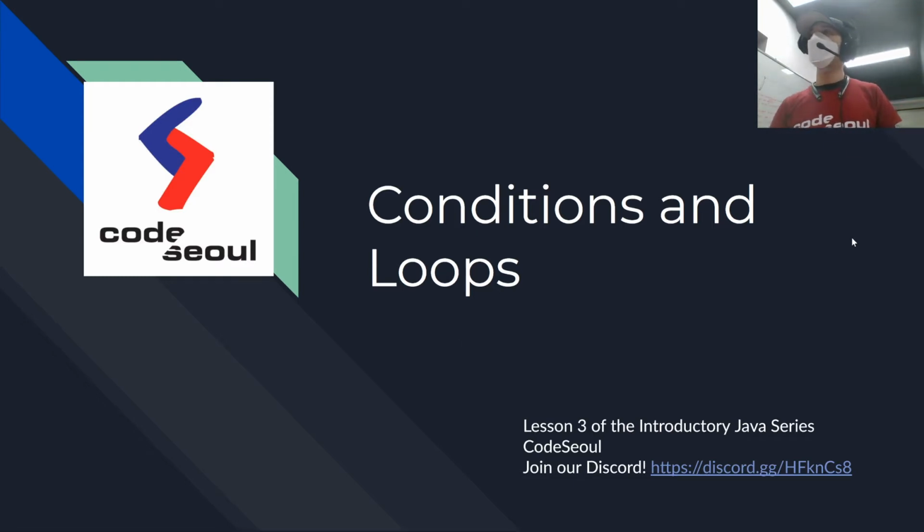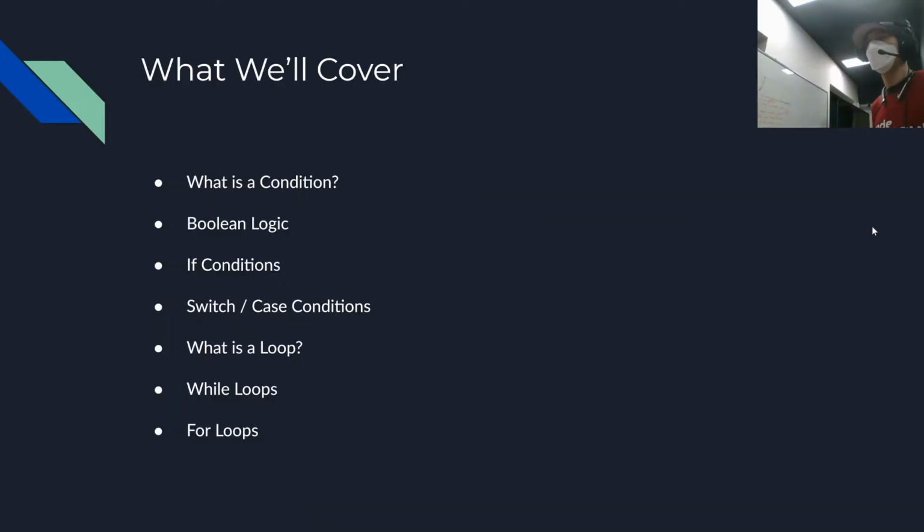Cool, let's dive in. So what we will cover today: what is a condition? We'll cover Boolean logic. Remember Boolean being true or false from our data types in past class? We'll cover if conditions, which is one type of condition, and then switch case conditions, which is another type of condition. Then we'll move on to the second half with what is a loop, and we will cover the two types of loops, while loops and for loops. There are also different subtypes, but we're not going to cover all of them today, just the basics. Once you learn these, if you need to learn the subtypes, that should be easier for you to do on your own. Okay? Good? All right, let's get to it.